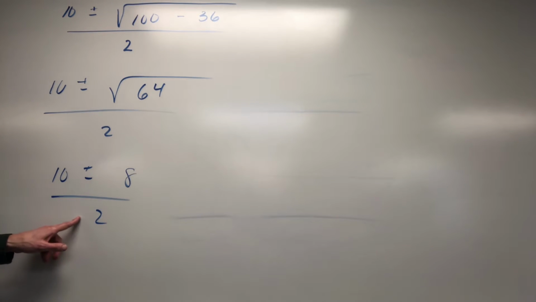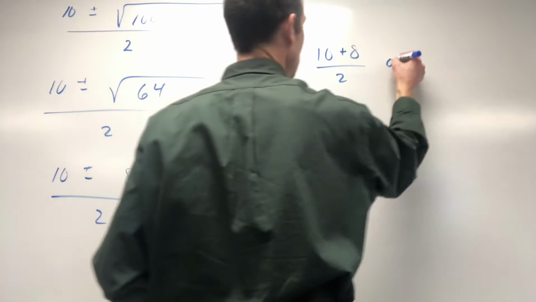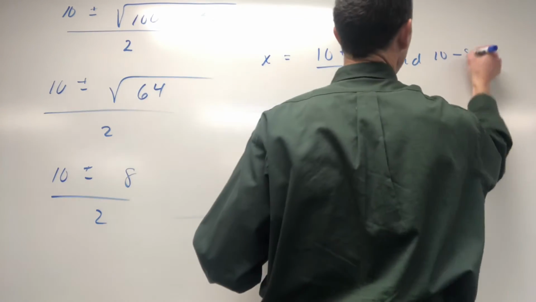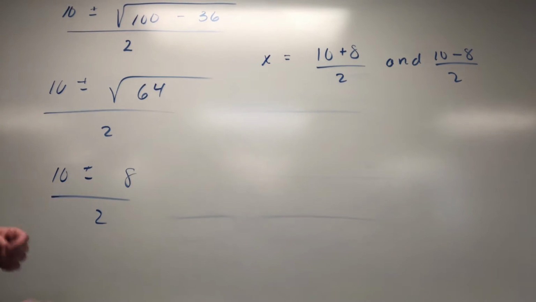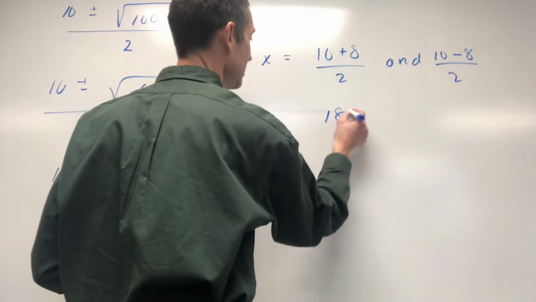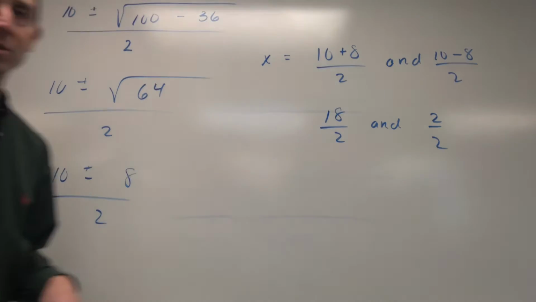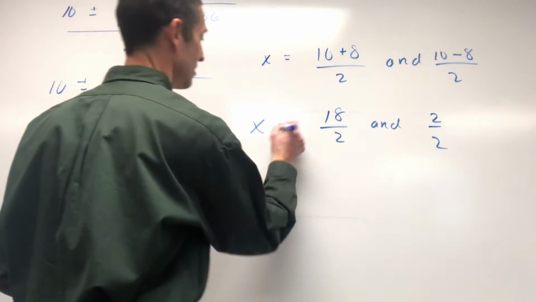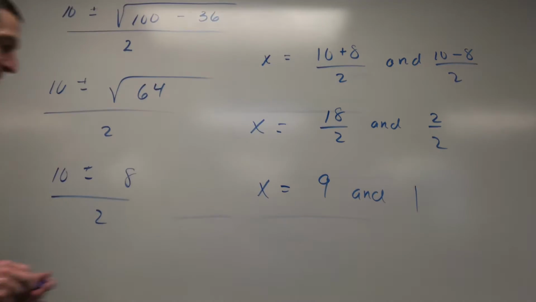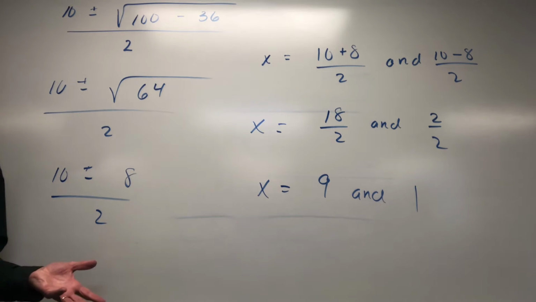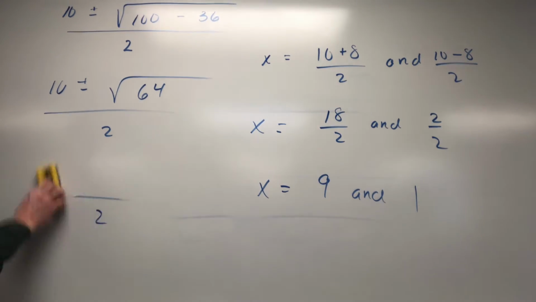How this plus or minus works is pretty cool. You just say x is equal to 10 plus 8 over 2 and 10 minus 8 over 2. So you've got one with plus, one with minus. So 10 plus 8, that's 18 over 2. And 10 minus 8, that's 2 over 2. So you've got a couple little answers getting ready to happen. 18 divided by 2 is 9, and 2 divided by 2 is 1. So you've got your two answers. x equals 9, x equals 1. So that's solving by quadratic formula. All right, first look at it. Not too bad.